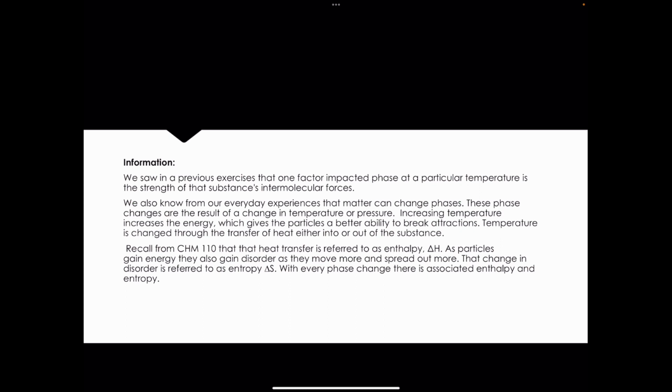So recall from our first semester chemistry that heat transfer is referred to as enthalpy. We represent that with a delta H. That's the change in enthalpy, or the change in heat. As particles gain energy, they also gain disorder as they move more and spread out more. That change in disorder is referred to as entropy. With every phase change, there is associated enthalpy and entropy.